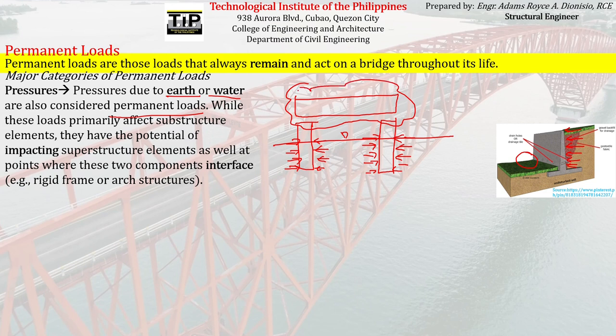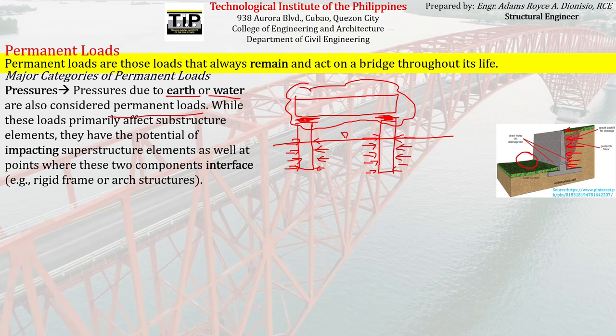Kasi hindi naman naabot diyan yung earth, or yung water, di ba? Yung earth pressure tsaka water pressure. So hindi niya usually naapektuhan yung superstructure elements, bagkus yung substructure elements. Pero at some point, may effect pa rin kahit papaano yung earth pressure tsaka water pressure sa superstructure. Doon sa interface nilang dalawa dito. So diyan nagkakaroon ng effect. So indirect effect yan ng earth or water pressure sa superstructure.